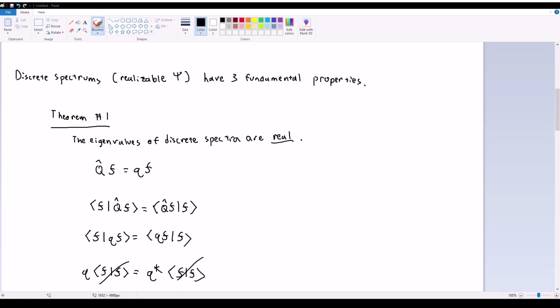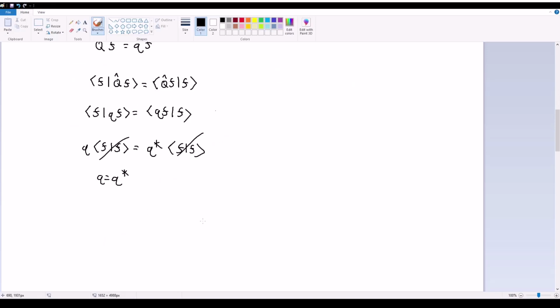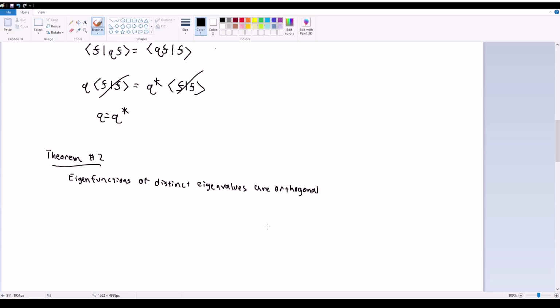Now let's move on to Theorem 2. Theorem 2, which is going to sound very familiar, tells us that eigenfunctions of distinct eigenvalues are orthogonal. This hopefully sounds very similar to the orthogonality statement for stationary state wave functions. Now, let's see what this means.